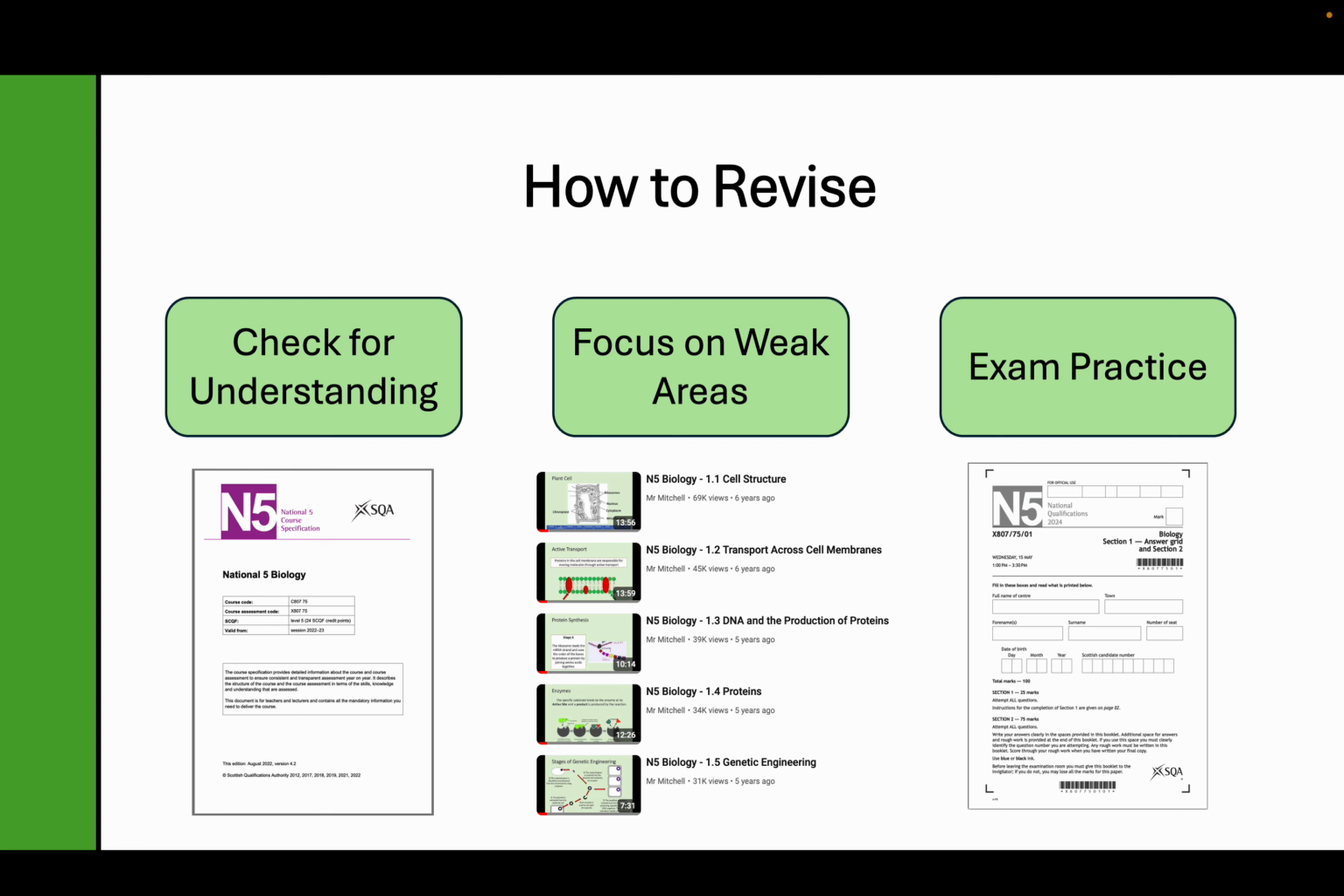So hope you find this useful, and I'll speak to you soon with another video on how you focus on these weak areas, what sort of questions you can do to help, and then how we actually use past papers for exams.